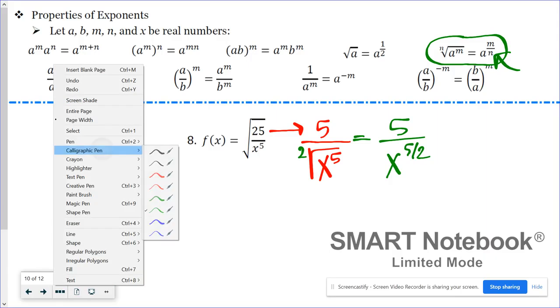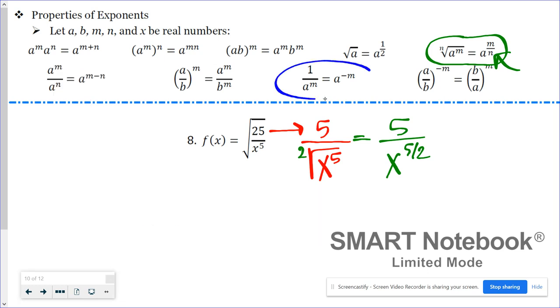And then just like the previous problem, I can't go leaving that variable on the bottom. I have to bring it on up. And when I do that, the sign will change, making it negative 5/2.